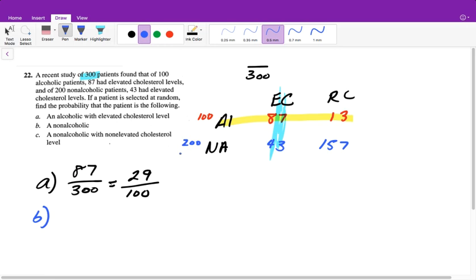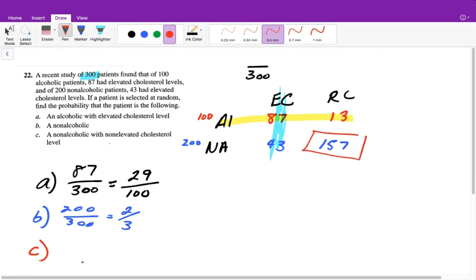Well, there's a total of 200 non-alcoholics, so we can then just do 200 over 300, which reduces to 2 over 3. And for C, it says a non-alcoholic with non-elevated cholesterol level, so that's this one here, and that will then be 157 over 300. I don't think they share anything, so I believe that is your final answer for that one.